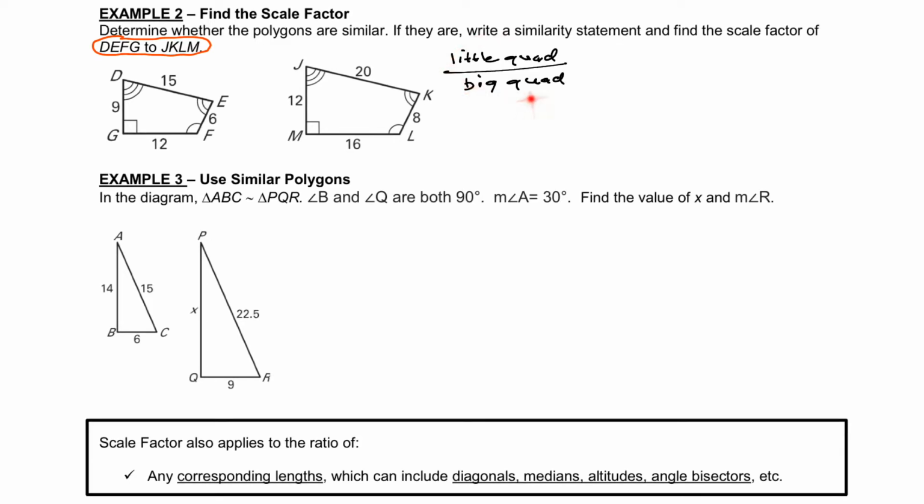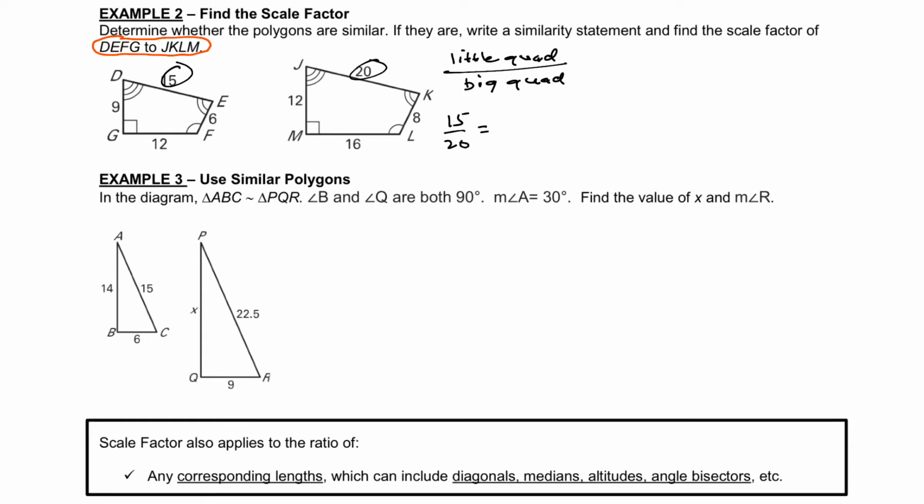So I made a quick note that we're going to do this one little over big. All right, well, we should see, again, the first 2 letters, segment DE, would correspond to the first 2 letters in quadrilateral JKLM. And we can see that on our diagram also, or on our figure, all right? So DE corresponds with segment JK. All right, well, that means that 15, that side length, is going to correspond with the side length of 20.